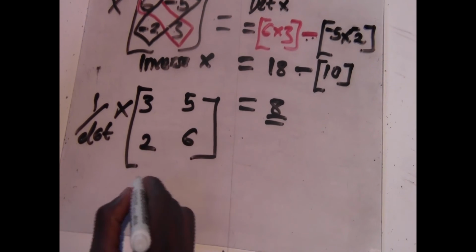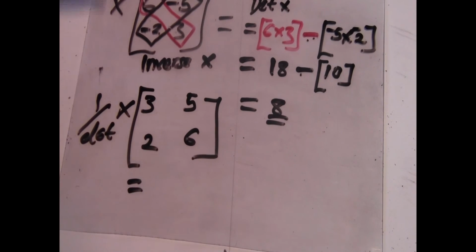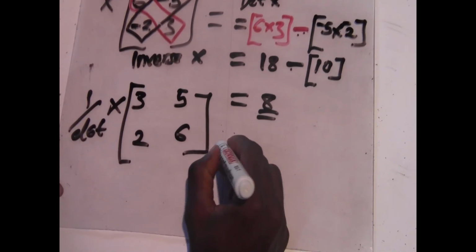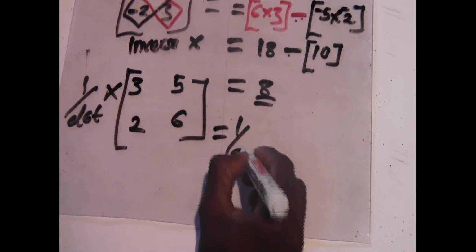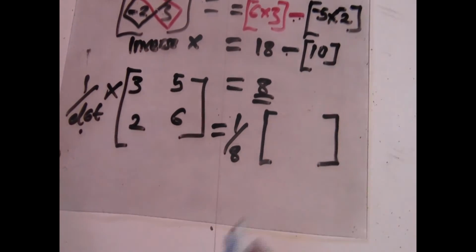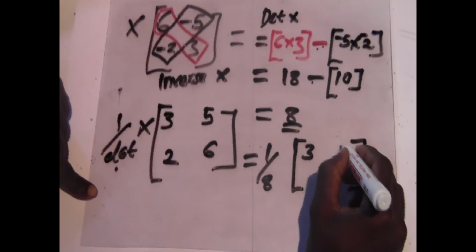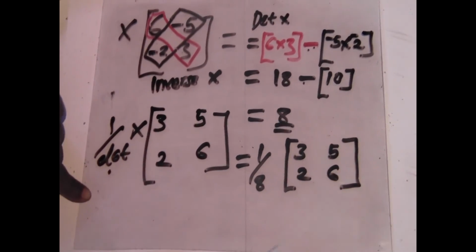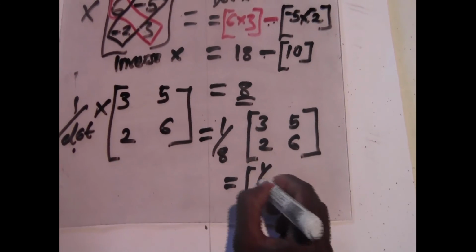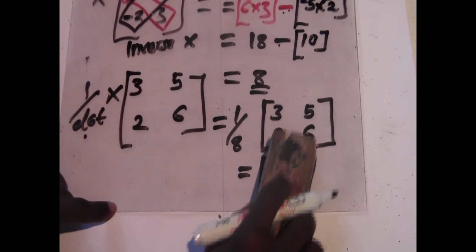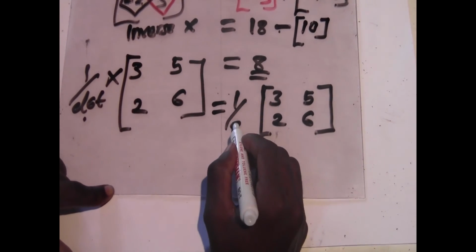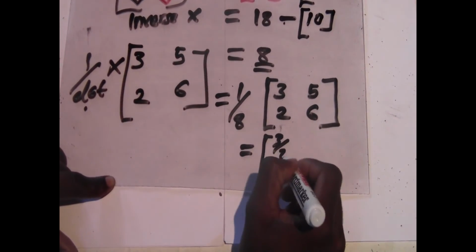So then we move here. 1 over determinant. So our final answer will be 1 over 8, because 8 is our determinant, multiplied by 3, 5, 2, 6. So this answer will be 1 over 8 times 3. We're going to get 3 over 8.